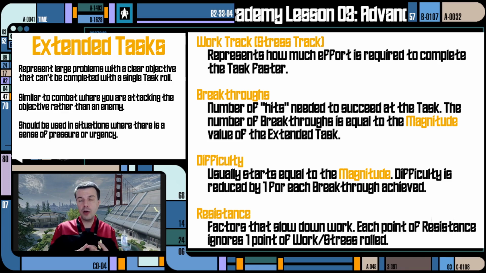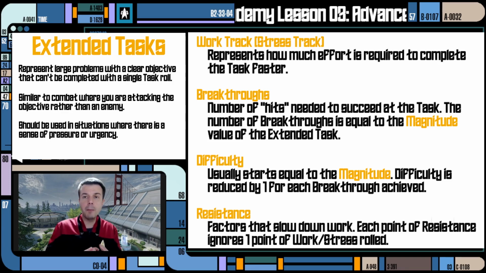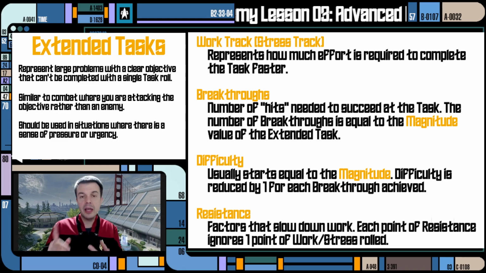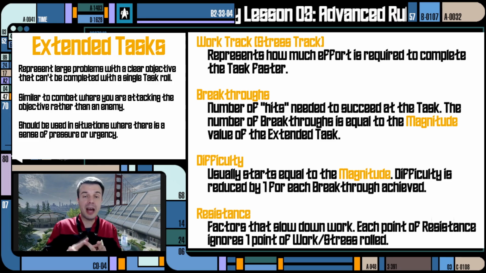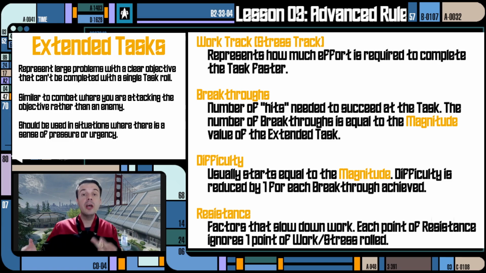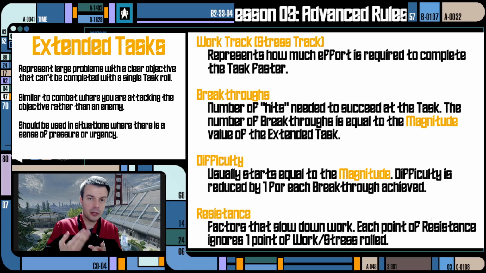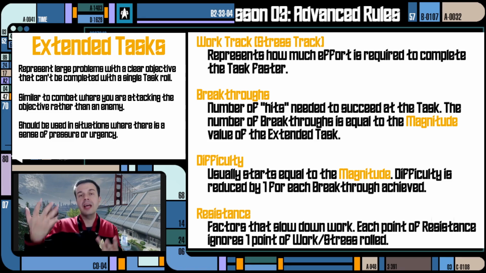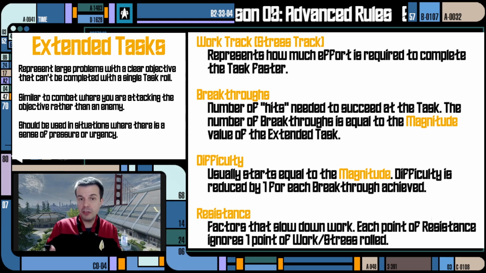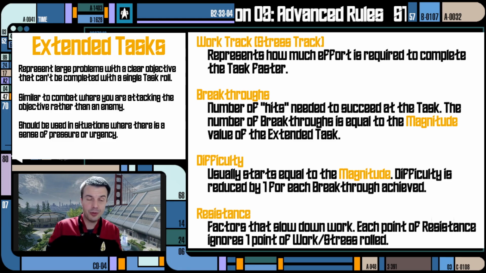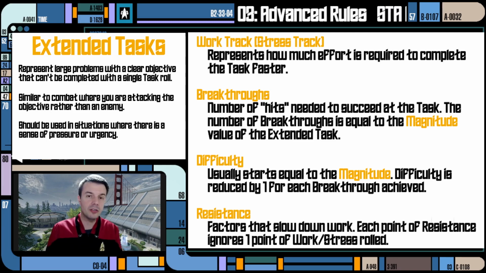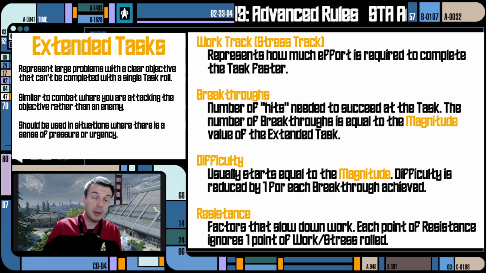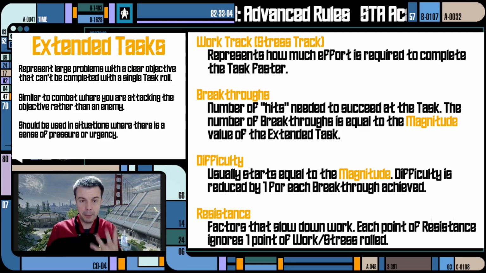So those are the parts: work track or stress track, however you want to call it. That's how many shield points this task has to weaken it, to make it easier to defeat. Breakthroughs represent the magnitude, how big the task is, and that's how many direct hits you need to kill this task. That's the thing you're looking at, the breakthroughs. Difficulty, of course, is how difficult it is to achieve the breakthroughs, or achieve the chance to get breakthroughs. We're getting there. And resistance, if the task is especially difficult, there may be some resistance on there to slow you down in making progress on the work track. Those are the 4 main points right there.